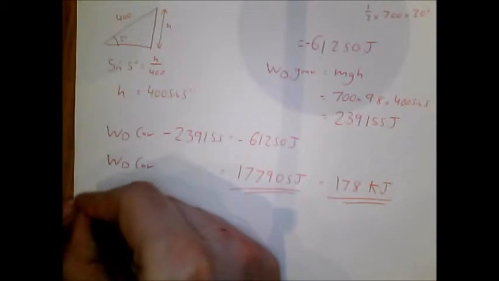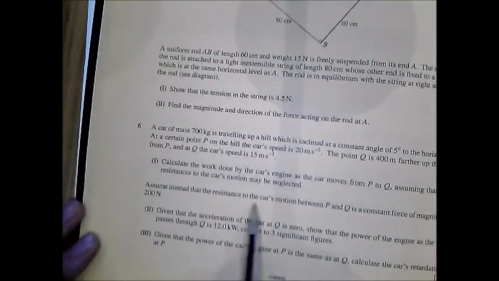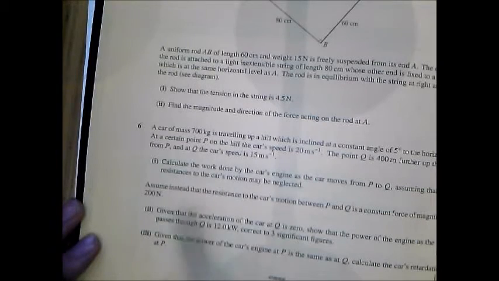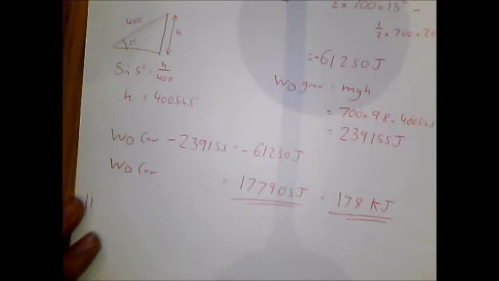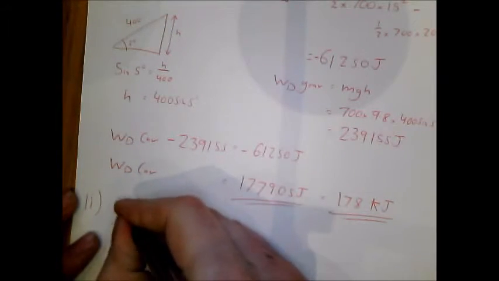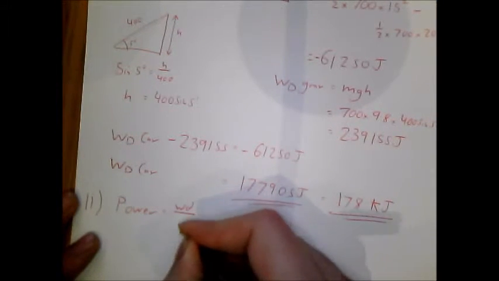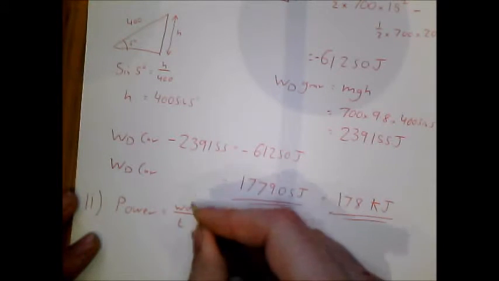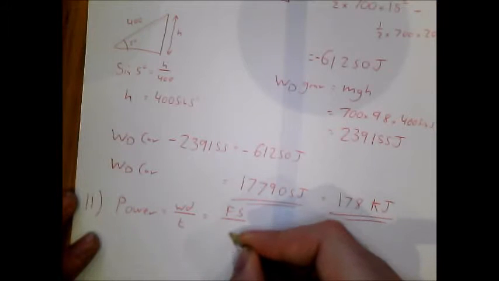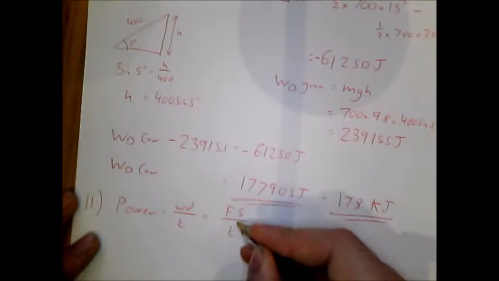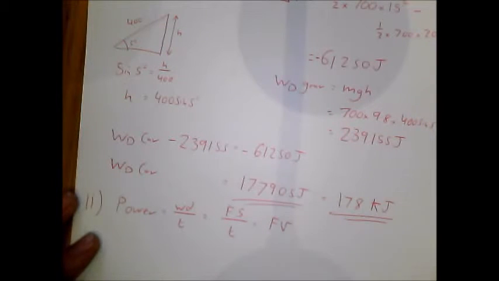Okay, now for part 2. We now have resistance to the car's motion as a constant force of 200 newtons, and the acceleration of the car at Q is 0. We want to show that the power of the engine as the car passes through Q is 12 kilowatts, correct to 3 significant figures. So I'm only asked to find a power. So power is work done over a particular time, and we know that work done is a force times a distance, and a distance divided by time is a velocity, so force times velocity.